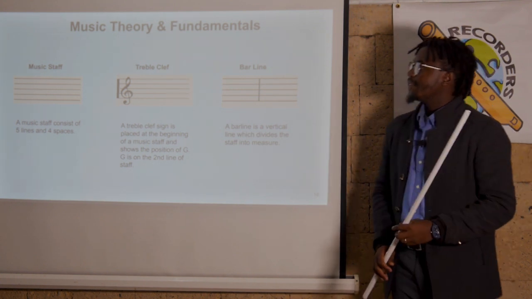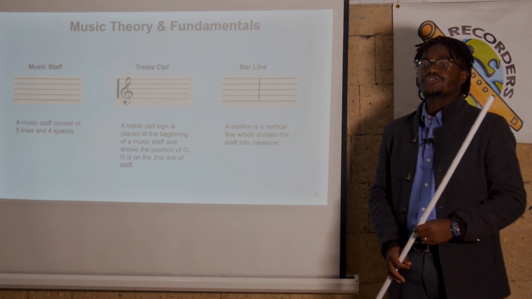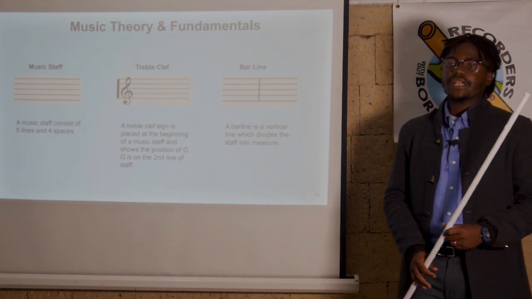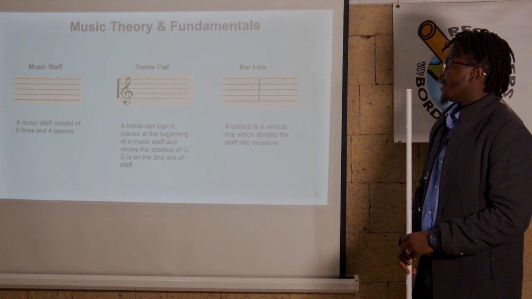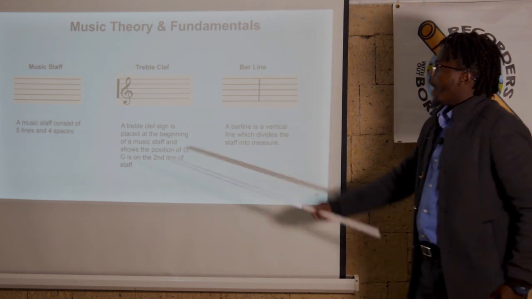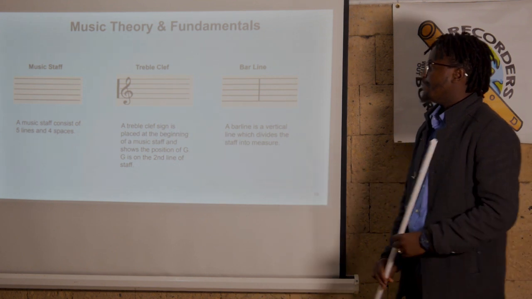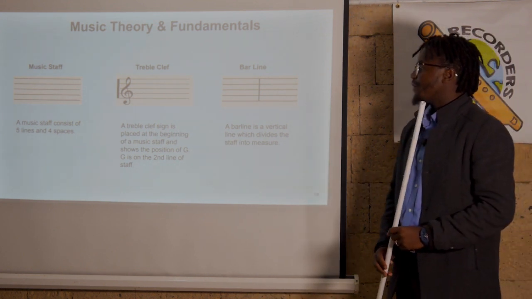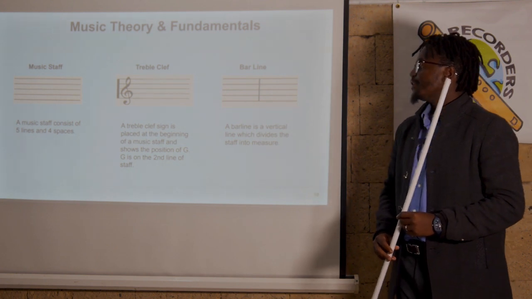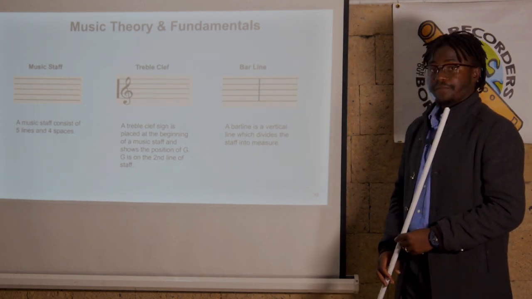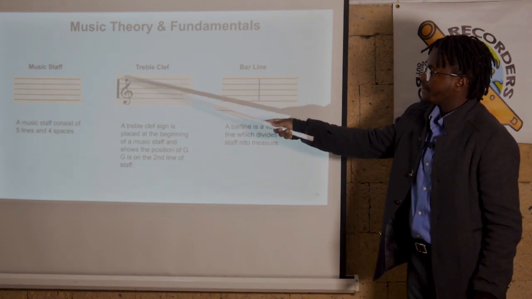Now, when you're looking at the staff, we have different kinds of staff, and we're going to look at the treble staff, which is the G clef staff. When you're looking at the treble staff, a treble clef sign is placed at the beginning of the music staff and shows the position of G. G is on the second line of the staff. This is what we mean by treble staff, and this is the G clef.